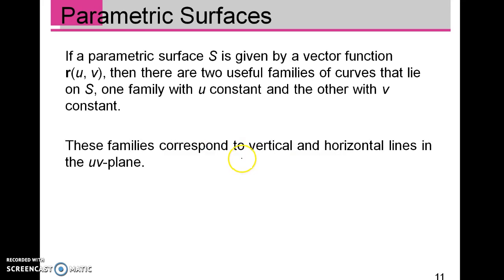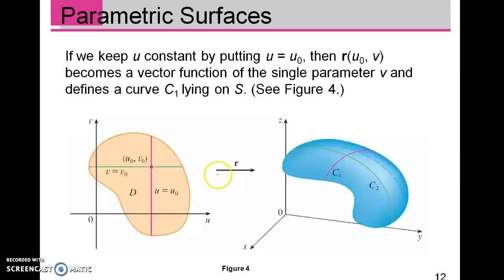If a parametric surface S is given by a vector function r of u, v, then there are two useful families of curves that lie on S. So this is just the second step. So we're talking about r of u, v, but we also want to talk about the two useful families of curves that lie on S. One family with u being constant and the other with v being constant. So these families correspond to vertical and horizontal lines in the uv plane.